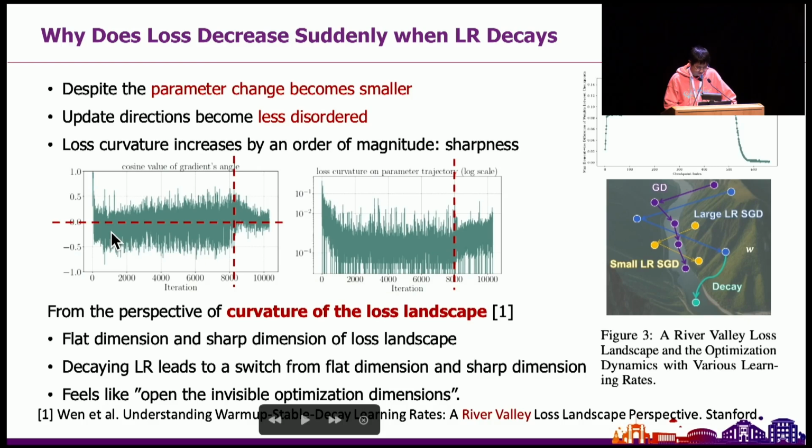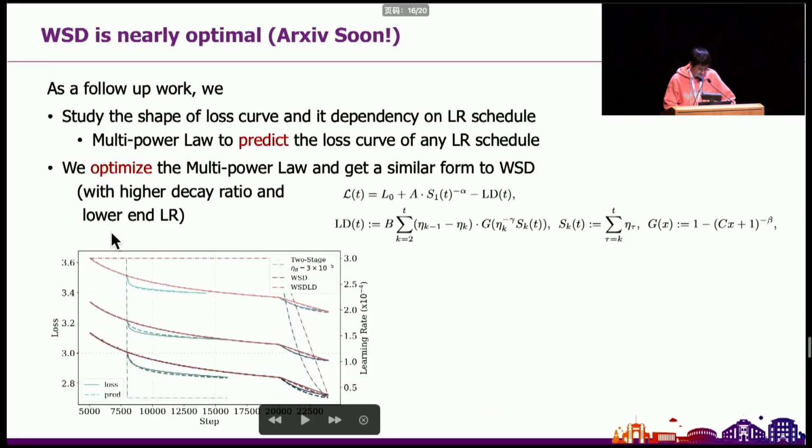From the perspective of the curvature of the loss landscape, very recently there is a paper from Stanford University that proposed a river valley loss landscape perspective. It refers to the flat dimension as the river dimension and the sharp dimension as the valley dimension. When you use a large learning rate, it almost optimizes in the river dimension, bouncing around the mountains. And when you decay the learning rate, it starts to switch from the flat dimension to the sharp dimension, and to me it feels like opening up invisible optimization dimensions.